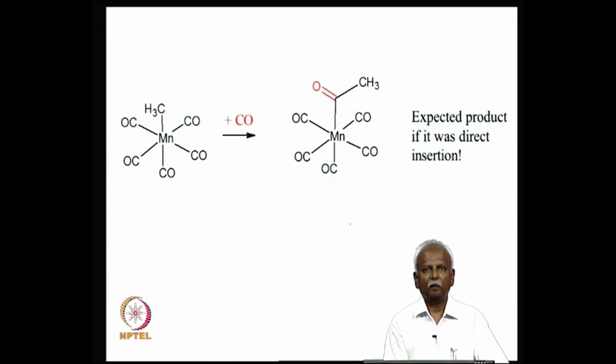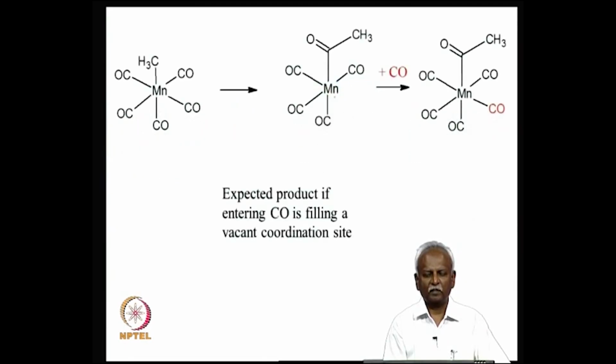So, if you add carbon monoxide, and here he has added labeled carbon monoxide, and that is what we mentioned in the previous slide. So, we have 13C labeled carbon monoxide coming in, and the expected product, if it was a direct insertion of carbon monoxide, we will have the 13C label in this position. So, this would be labeled with carbon 13, and you can easily monitor this using carbon 13 NMR. One can distinguish the position at which the carbon monoxide has come in.